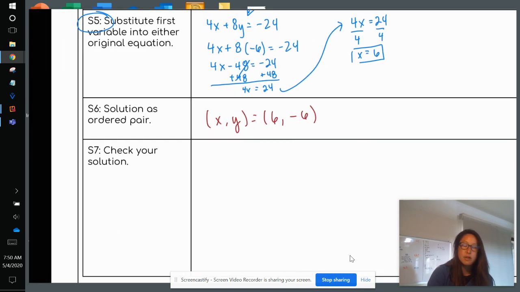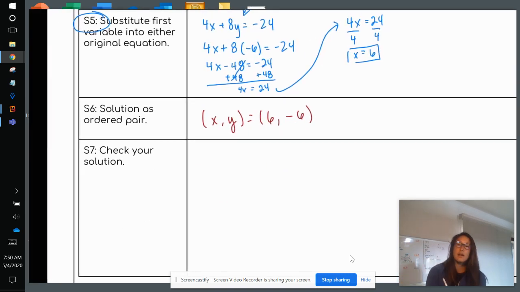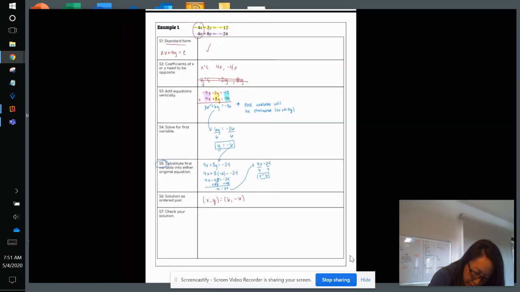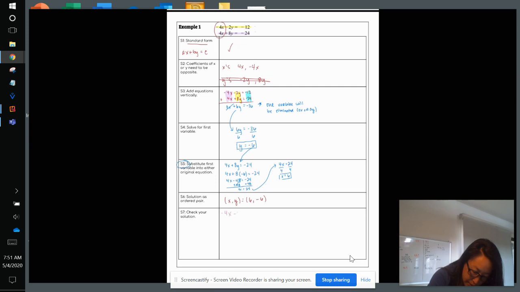Be very careful that you write the y second and the x first. All right, so the last part of our work is to check. So I need my original equations. I remember: negative 4x minus 2y is equal to negative 12, and 4x plus 8y is equal to negative 24.